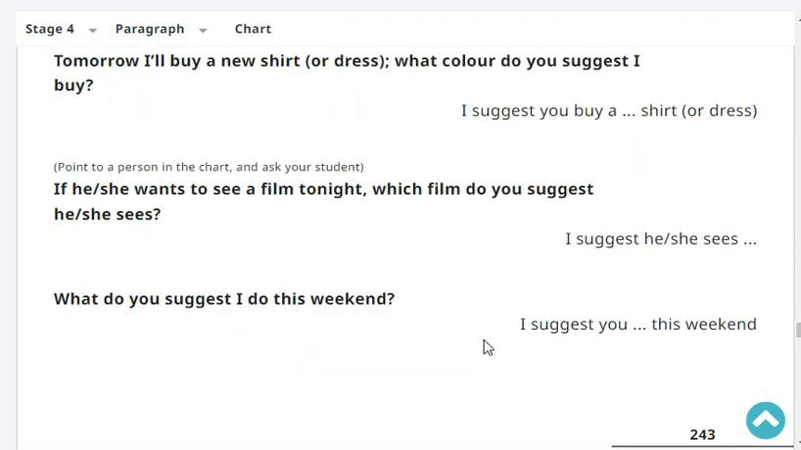If she wants to see a film tonight, which film do you suggest she sees? I suggest she sees... Suggest she sees, not watch, sees. Watch is also the same. If you're talking about a film, sees. Okay. Oppenheimer tonight. Very good.